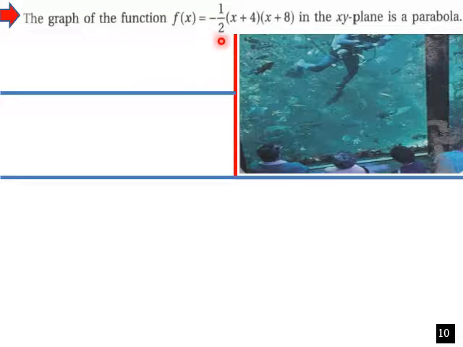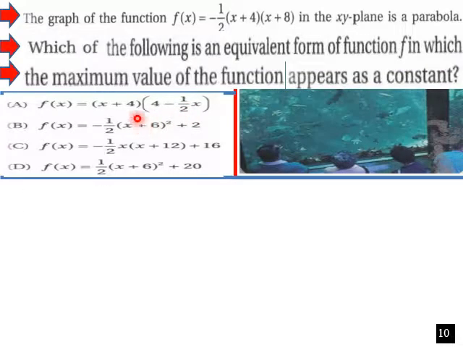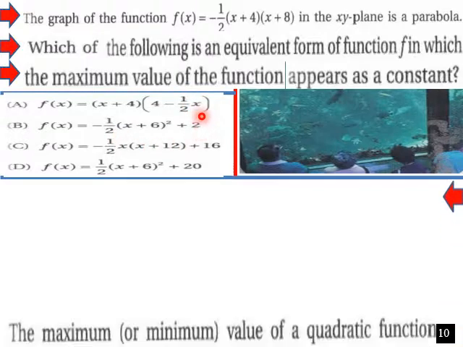The graph of the function f of x equals negative 1/2 times x plus 4, x plus 8 in the xy-plane is a parabola. Which of the following is the equivalent form of the function f in which the maximum value of the function appears as a constant? So here are our choices. Which one of these would reveal the value as a maximum?